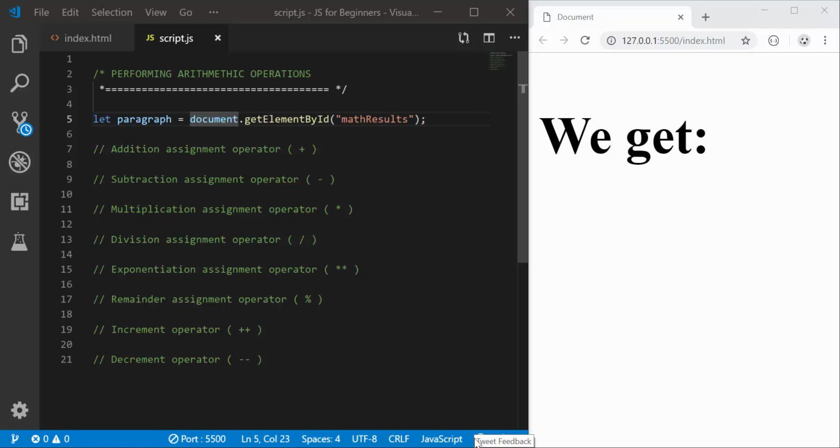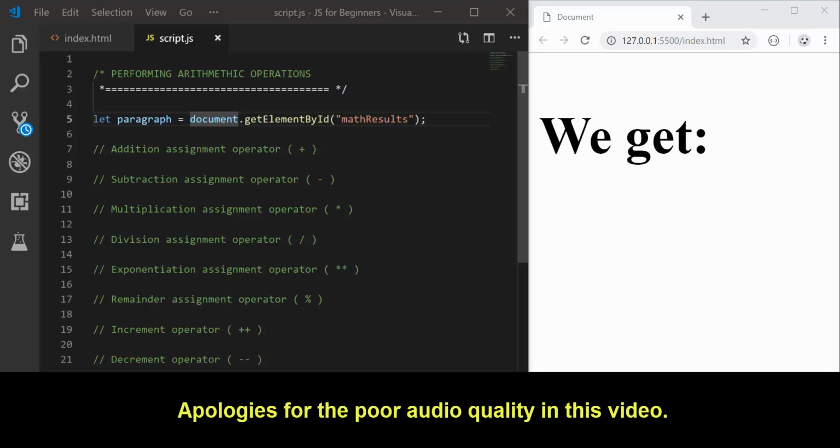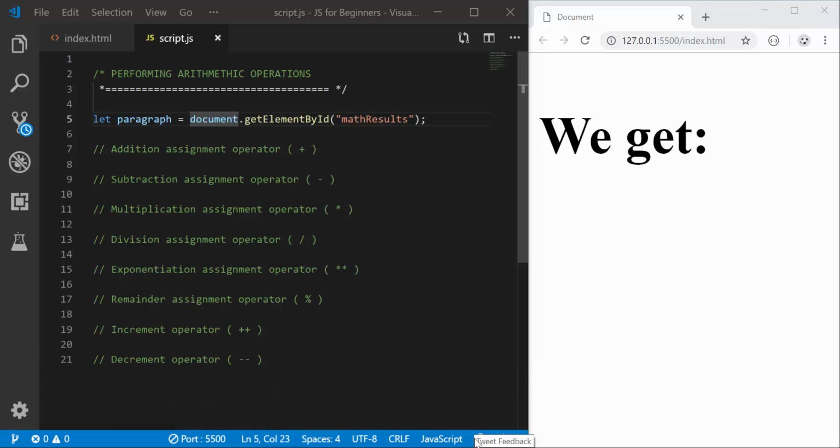Hi guys, so now we're going to look at assignment operators. Assignment operators in JavaScript basically do what the name implies. You assign a value to a variable. When you want to store a value inside a variable, you can use an assignment operator. Now you've seen me use the equal sign a lot in my previous tutorials from this JavaScript for Beginners series, so you should be familiar with the equal sign now.